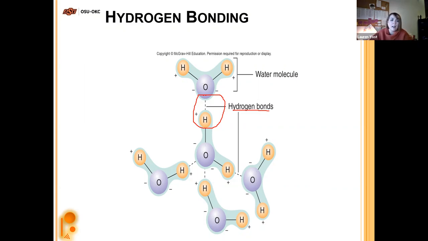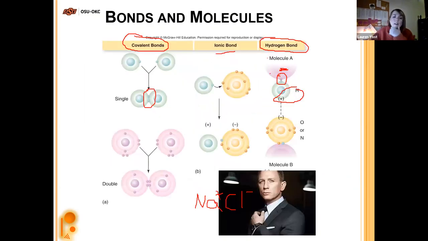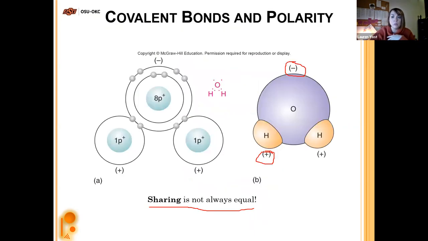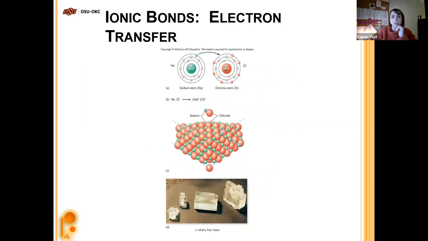Okay, so that's not an actual exchange of electrons. I want to make that clear when we were talking about the bonds over here. This is not an exchange of electrons in this bond. It's just an attractive force, but it is significant and has a large effect on molecules. Okay, no sharing, no exchanging, just interactions, attractions.